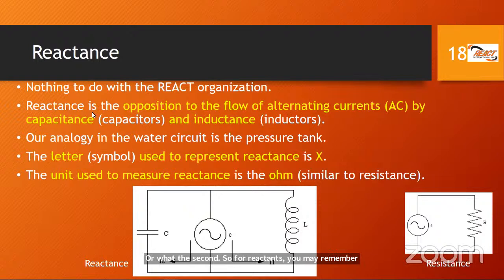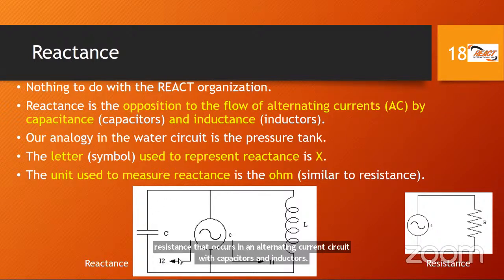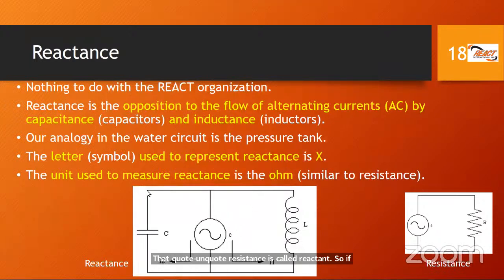We sometimes use the letter R to represent resistance. But the symbol that we use for reactance is X. So X marks the spot. That's an exam question, so you need to learn it, you need to remember it. Reactance is the kind of resistance, don't say I said it, that occurs in an alternating current circuit with capacitors and inductors. That quote-unquote resistance is called reactance. So if you're familiar with resistance, reactance is that for alternating current circuits where you have capacitors and inductors. The symbol is X.